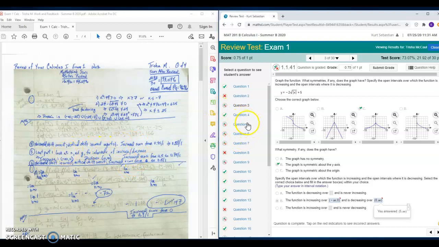Question 4, you had completely correct already. When that happens and you do have work, I just write a check mark with MML. Means MyMathLab already graded it as fully correct. All right, question 5.